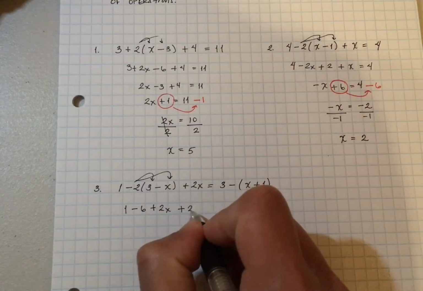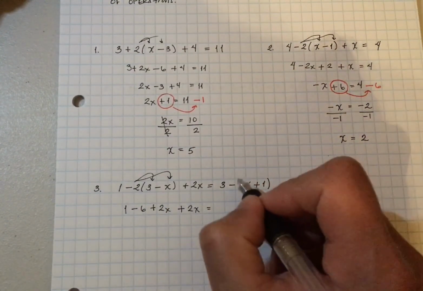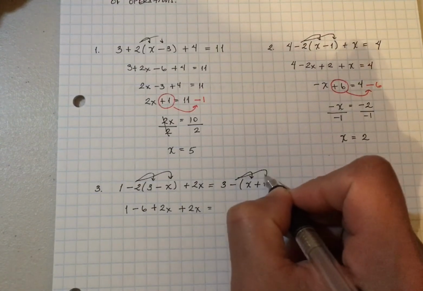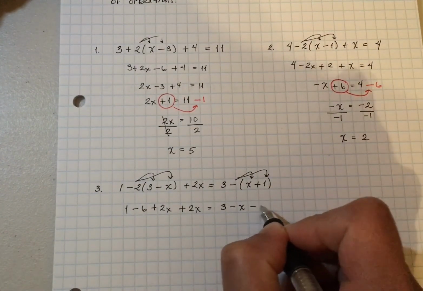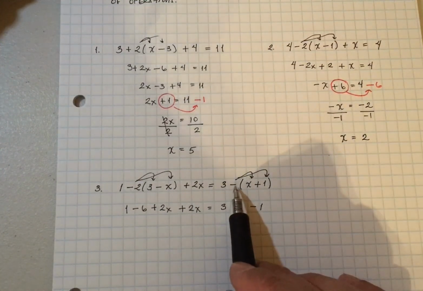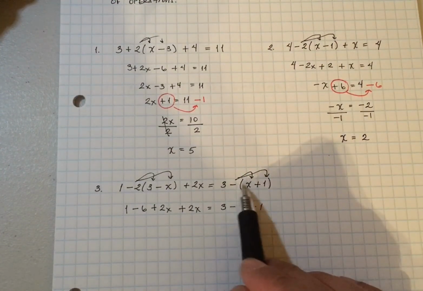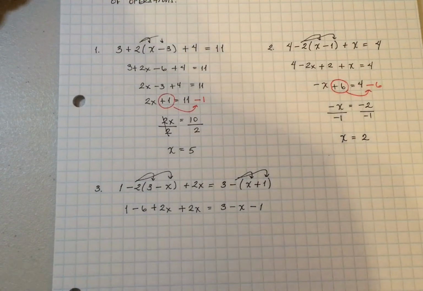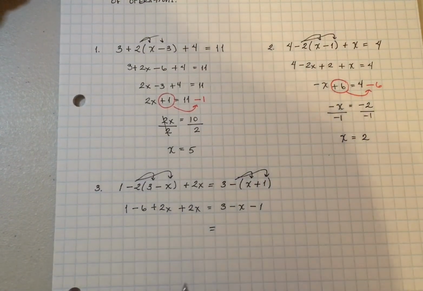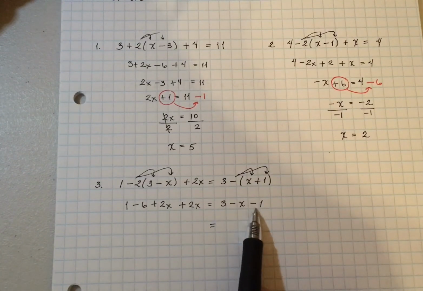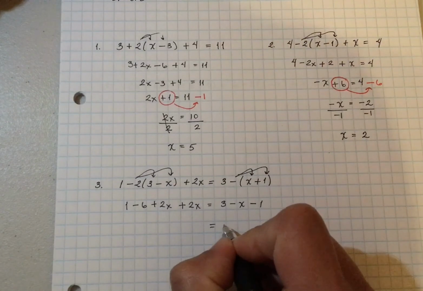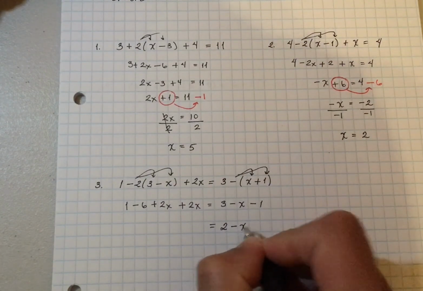Ahora el positivo 2x se queda. Aquí igual vamos a distribuir el negativo. Me va a dar 3 menos x menos 1. So distributing the negative, negative times x, negative times 1 is negative 1. So now I'm going to combine like terms. Okay, here 3 minus 1. So 3 minus 1 is 2. And then bring down the minus x.